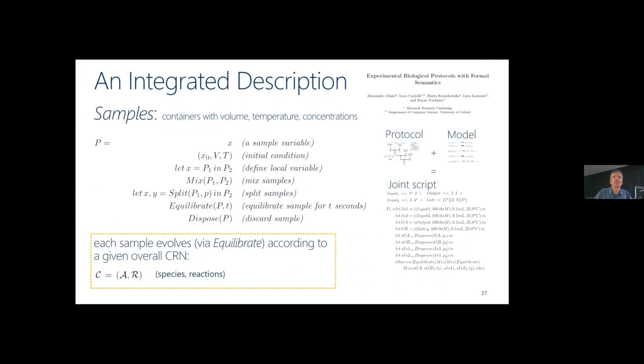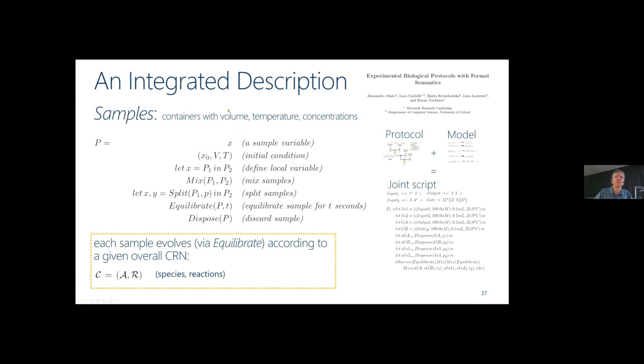So this is why I try to design an integrated description, which is unified, which contains the whole situation. And this is the same language we just saw. It has sample variables, initial conditions, mix, split, and dispose, but also equilibrate. And in equilibrate comes the chemical meaning of the protocol, because equilibrate implies some chemical reactions happening, which gives the meaning of the chemical system.